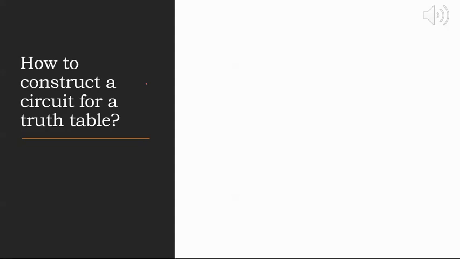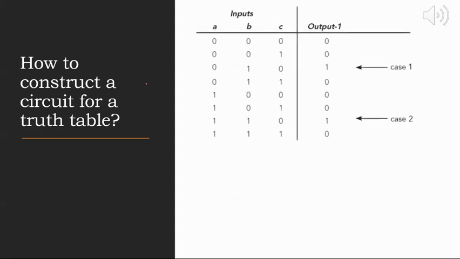How to construct a circuit from a truth table? Once we have a predefined truth table, we need to figure out a Boolean expression to represent the truth table. From the given truth table, we will construct a circuit to implement the logic in the truth table. We need to consider each output separately, created by all its inputs. Let's first consider output 1.